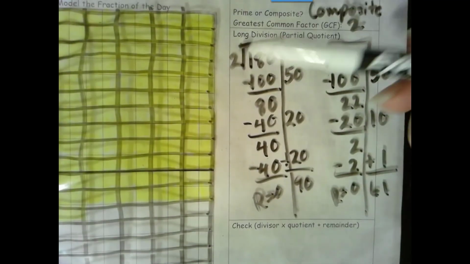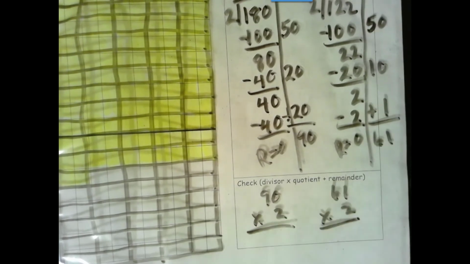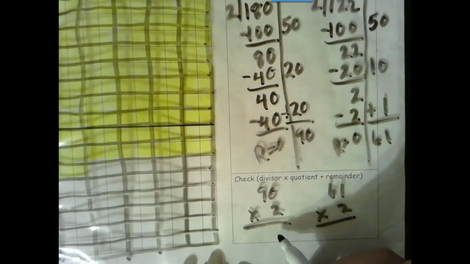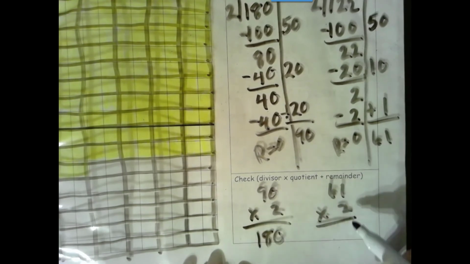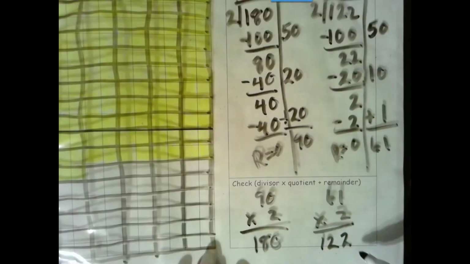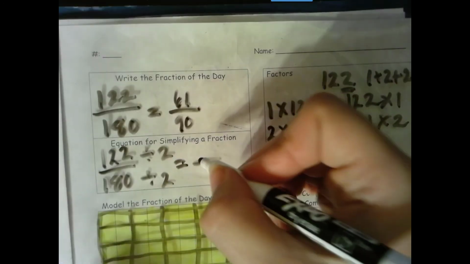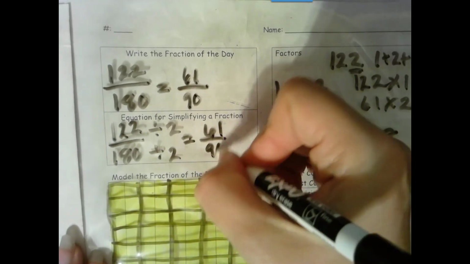Now we still need to check: divisor times quotient plus remainder. Since our remainder is 0 for both, and our identity property of addition says when you add 0 it stays the same, we don't need to take time to add 0. 2 groups of 0 is 0, 2 groups of 9 tenths is 18 tenths. 2 groups of 1 is 2, 2 groups of 6 tenths is 12 tenths. Now 122, that matches our dividend here. 180, that matches our dividend here. So that checks. So that means our numerator is definitely 61, and our denominator is definitely 90.